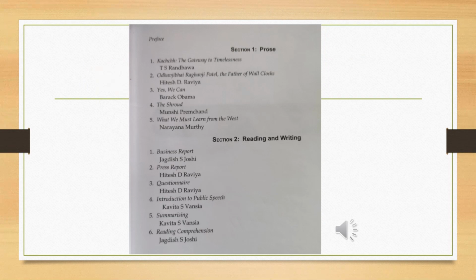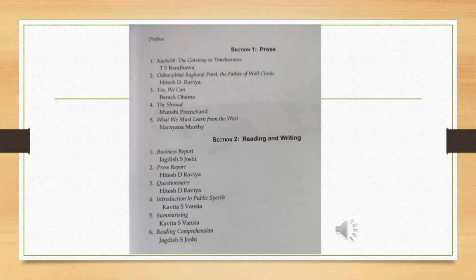Here is the contents of the textbook. The contents page is on your screen. There are 2 sections. The first section is largely based on comprehension passages, and section 2 is about other writing and reading exercises as well as communication activities and the writing formats and everything which is other than comprehension passages. There is a reading comprehension in section 2 too, but that will be general reading comprehension, the kind that you get in competitive examinations and all.